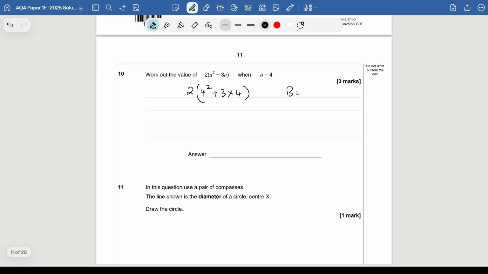So we use BODMAS here to evaluate the expression. So first I'll do the index part. 4 squared is 4 times 4, that is 16, plus 3 times 4 is 12. And then 2 times 16 plus 12 is 28. And the double of 28 is 2 8 16, 56.